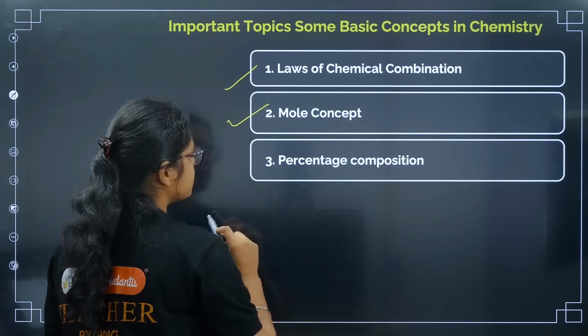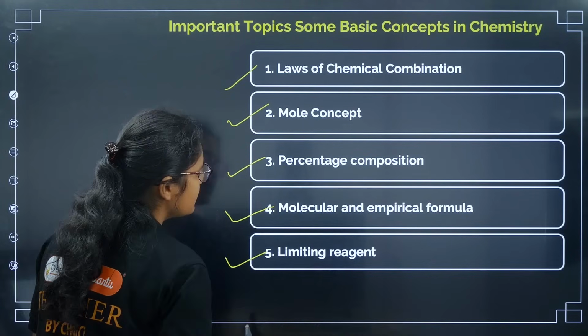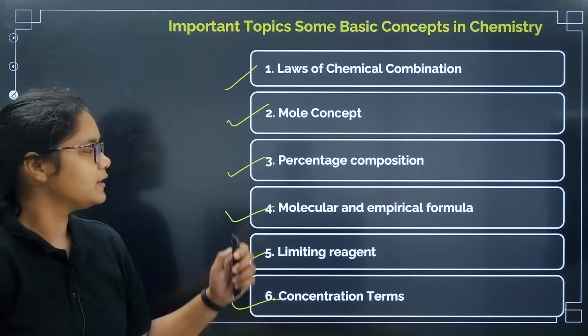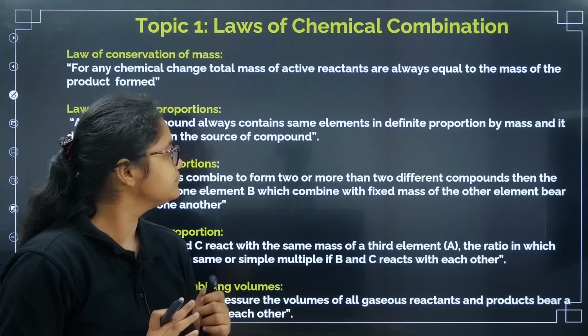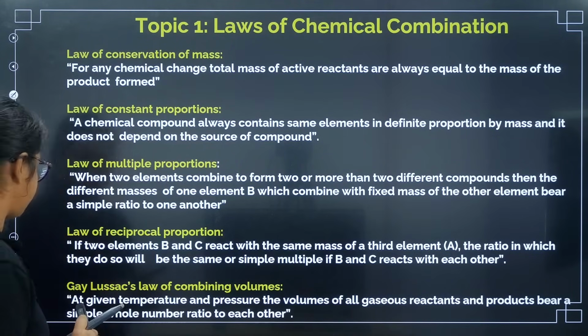Second is mole concept. Third is percentage composition, molecular formula and empirical formula, limiting reagent, and then you have concentration terms. Okay. Now let us see these topics in detail. First is your laws of chemical combination. So we have 5 laws.